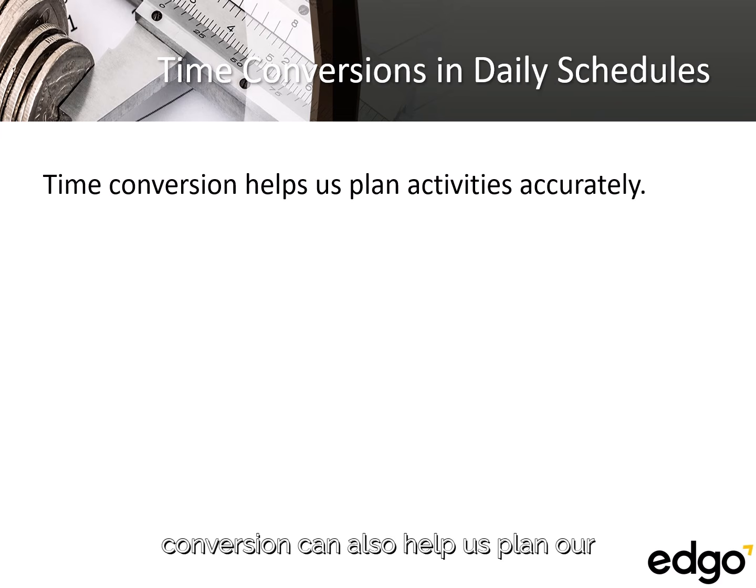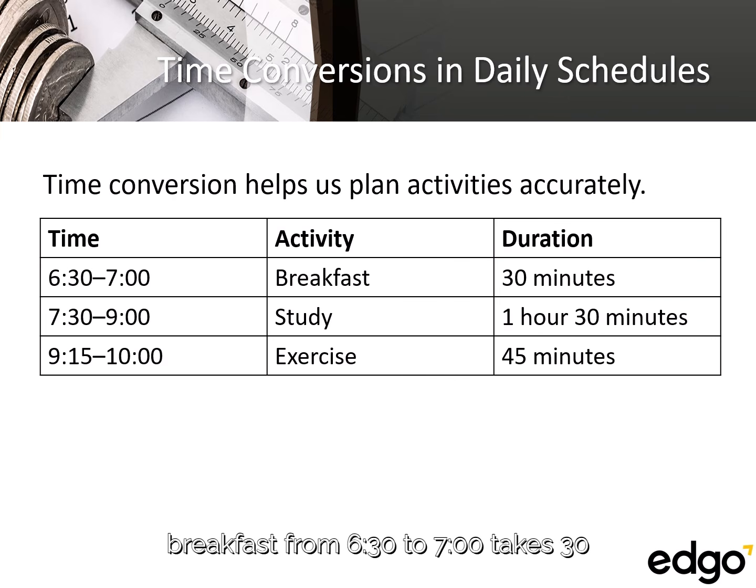Time conversion can also help us plan our daily activities accurately. For example, breakfast from 6:30 to 7 takes 30 minutes. Studying from 7:30 to 9 takes 1 hour and 30 minutes. Exercise from 9:15 to 10 takes 45 minutes. Being able to convert and compare these durations helps us organize our time effectively.